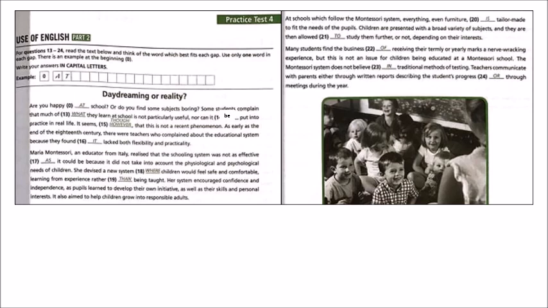At schools which follow the Montessori system, everything, even furniture, is tailor-made to fit the needs of pupils. Children are presented with a broad variety of subjects, and they are then allowed to study them further or not, depending on their interests. Many students find the business of receiving their termly or yearly marks a nerve-wracking experience, but this is not an issue for children being educated at a Montessori school. The Montessori system does not believe in traditional methods of testing. Teachers communicate with parents either through written reports describing the student's progress or through meetings during the year.